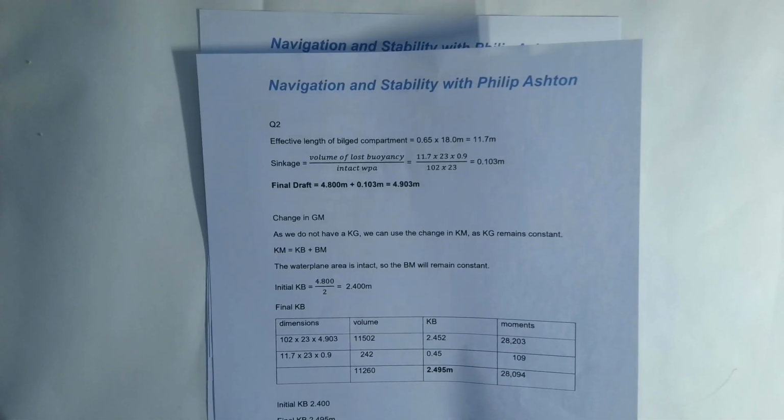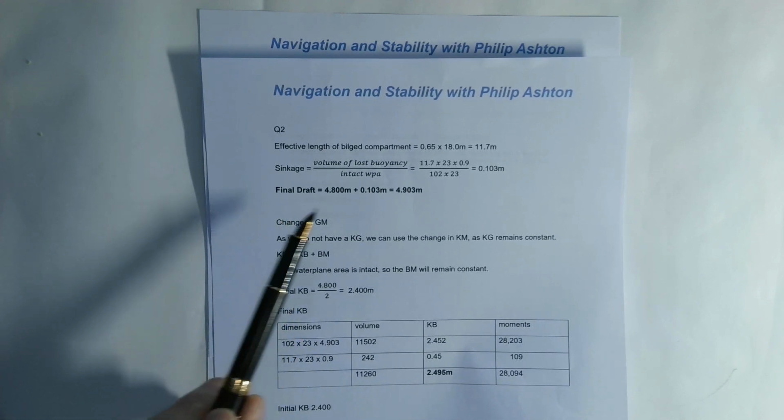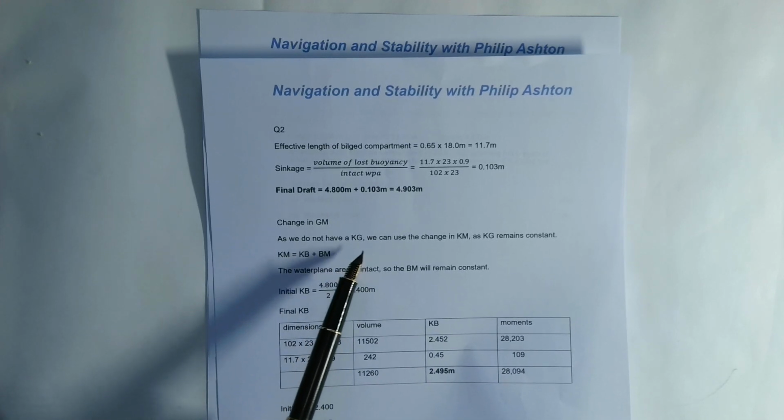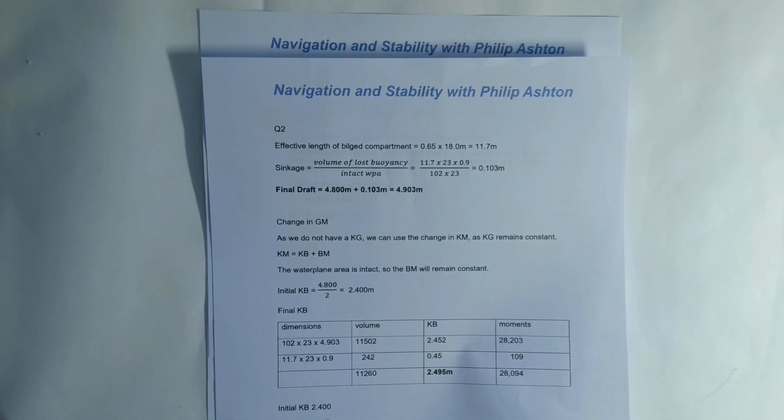So working out the effective length, we then use that to work out the sinkage, and that gives us our final draft. Now working out the change in GM, as I say, we don't have the KG, but we can use the change in KM because the KG is constant.